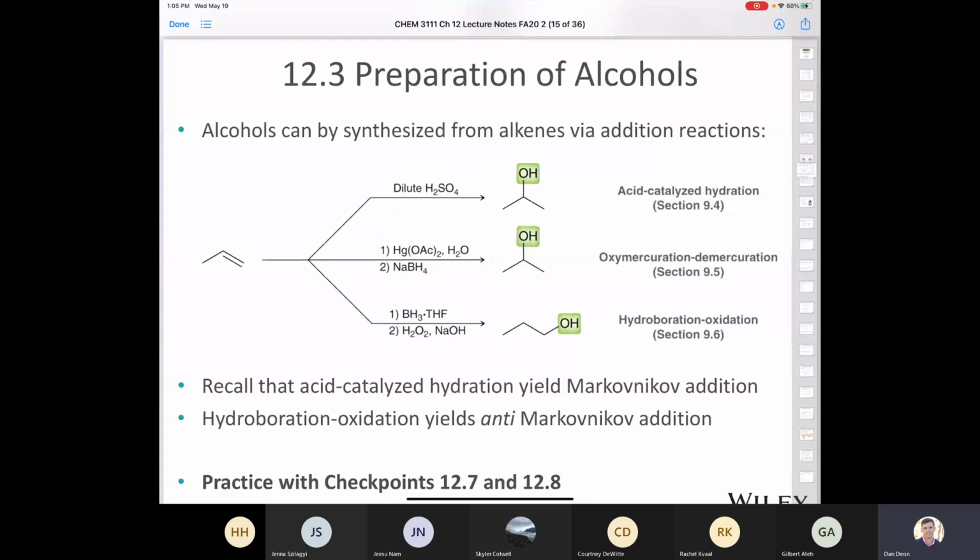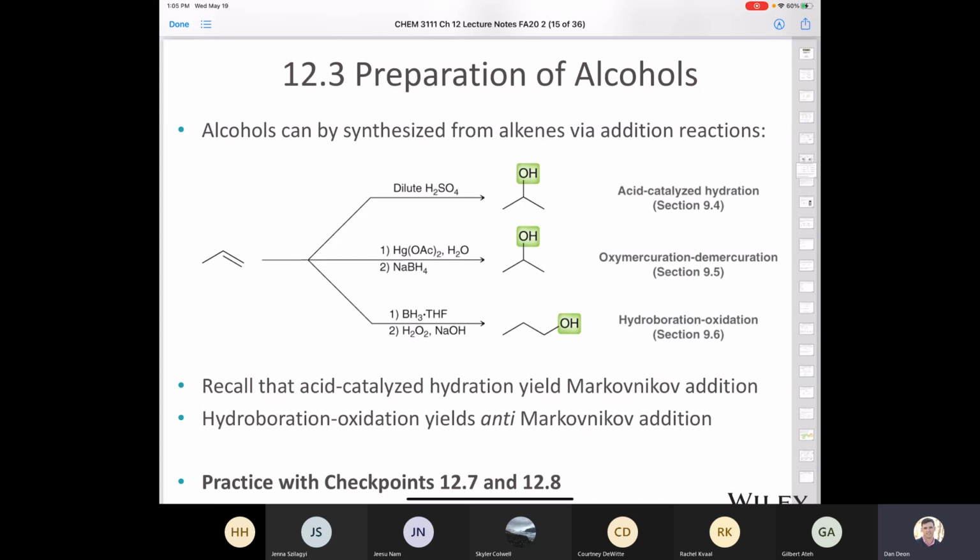Chemistry 3111. This is where we ended off last time. We finished up section 12.2, and now we're going to take a look at section 12.3. And the good news is that section 12.3 is nothing more than a review of the reactions that we've already learned in Organic Chemistry 1, and the ones that we also took another look at in chapter 11.